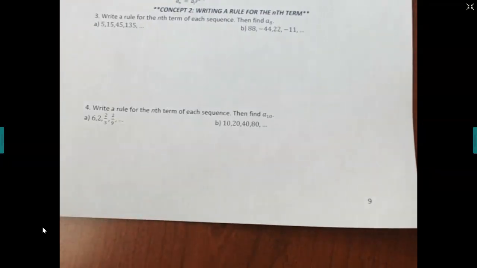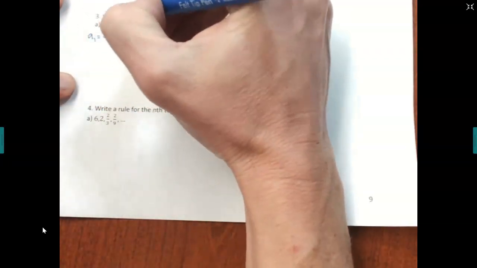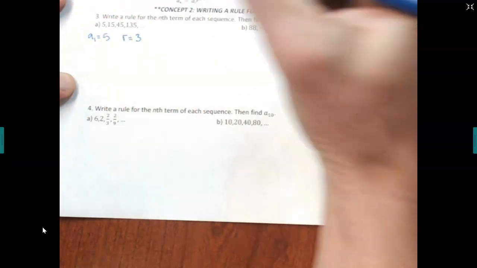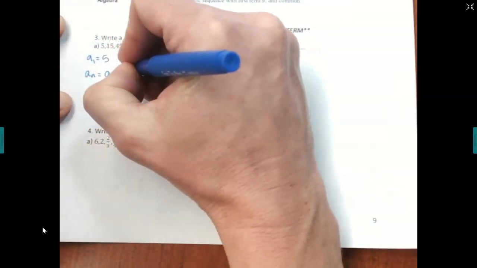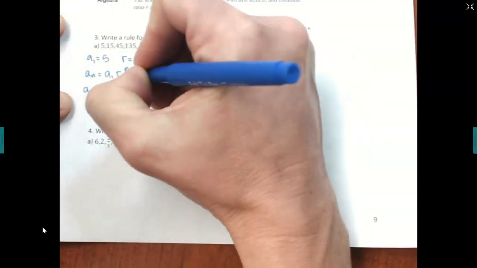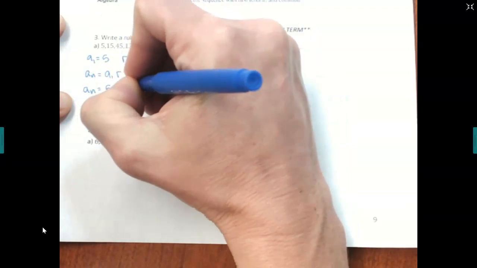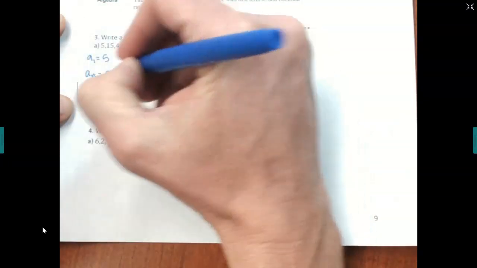When I look at this, I can say a sub 1 is 5. My common ratio, how do I get from 5 to 15 to 45? I multiply by 3. I plug it into that formula right there. a sub n equals a sub 1 times the common ratio r to the n minus 1. a sub n equals, substitute 5 for a sub 1, substitute 3 for common ratio r, n minus 1, and there is my rule.